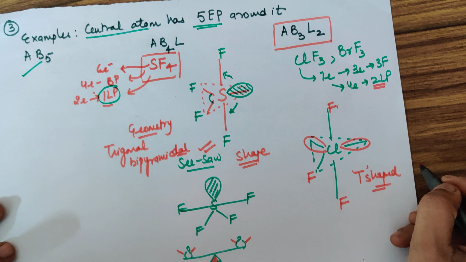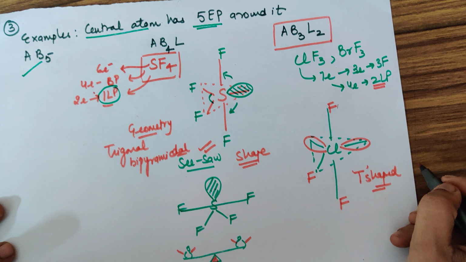Since they cause greater repulsion, to avoid that, we place them at a larger bond angle. So your 3 lone pairs are placed here because the angle here is 120, while your fluorines will be placed on top and bottom. Now having a look at this, the geometry includes all bond pairs and lone pairs. So the geometry is trigonal bipyramidal.